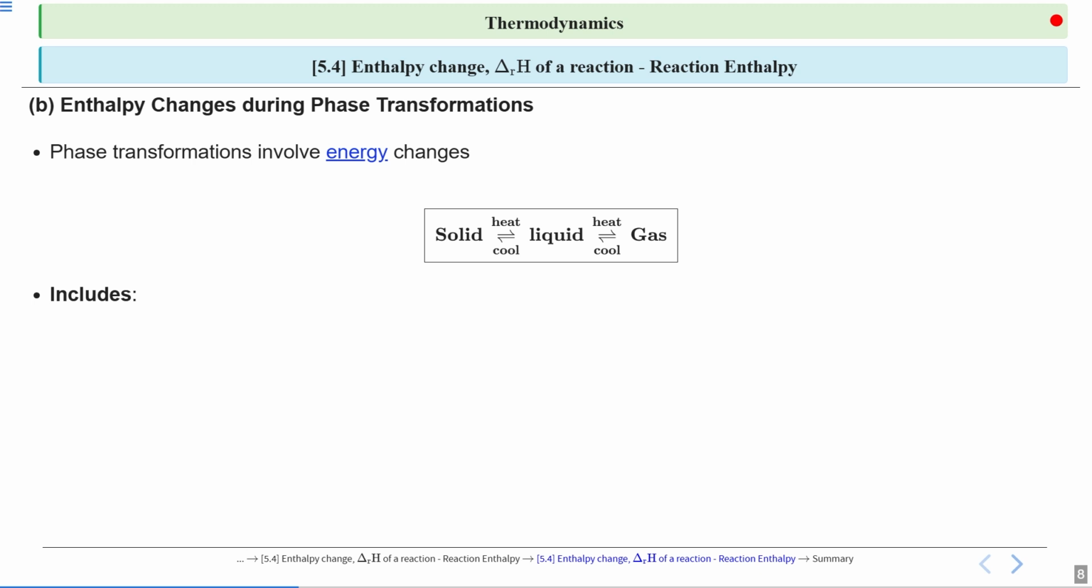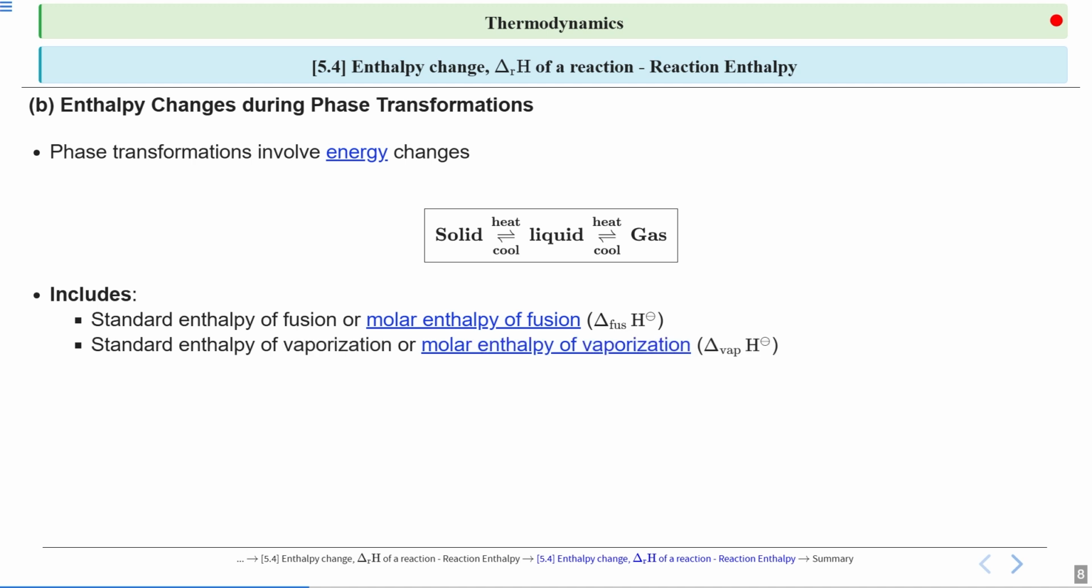Now in phase transformation, various types of transformations are possible. We will try to define the enthalpy change for each of these. The first one is the enthalpy change for fusion, which is simply the conversion of solid into liquid. In that case, whatever heat is exchanged at constant pressure at a standard condition is known as the standard enthalpy of fusion or molar enthalpy of fusion, represented by delta fus H naught.